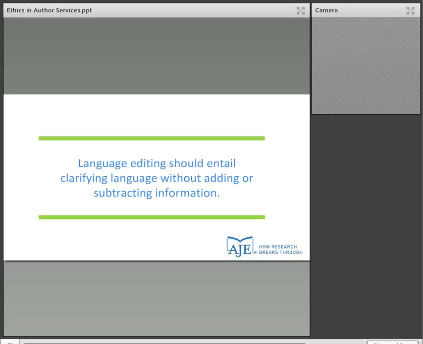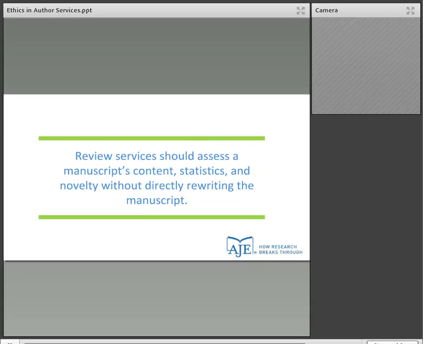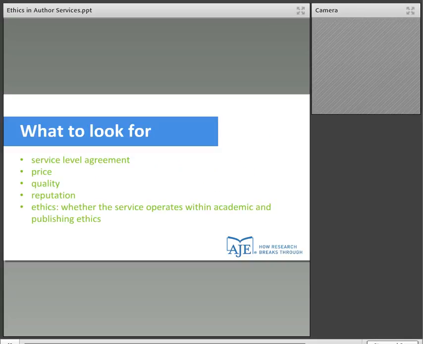Language editing should entail clarifying the language without adding or subtracting information. So, no content added. Formatting should consist of changing layout elements and references to conform to a journal's specifications, but again, not adding content. And review services should assess the content, statistics, and novelty without directly rewriting the manuscript. So those are just three types of services as I mentioned. There are many others out there.